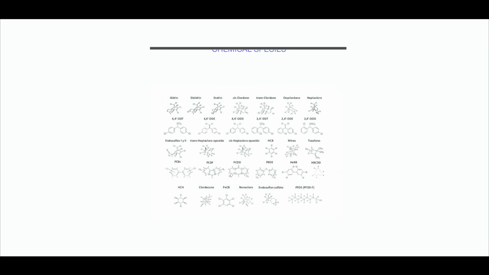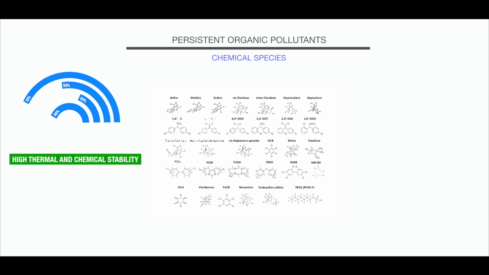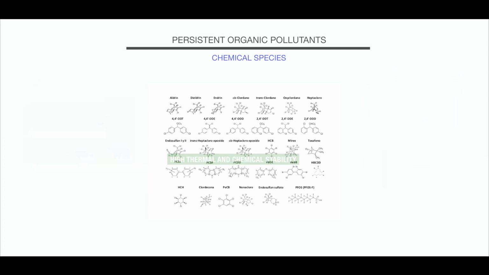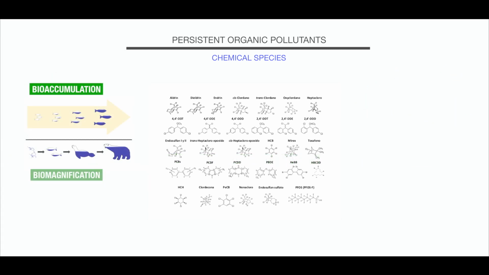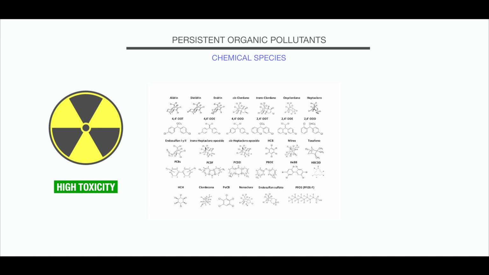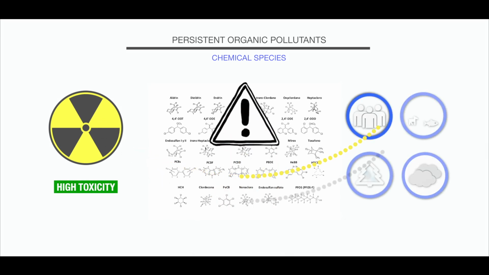Persistent organic pollutants are chemical species characterized by their high thermal and chemical stability and their persistence in the environment. Likewise, they can give rise to phenomena of bioaccumulation and biomagnification, and reach the highest levels of the trophic chain, even reaching human beings. Its main drawback lies in the fact that these compounds have been shown to have high toxicity, producing adverse effects on exposed organisms and on the environment.